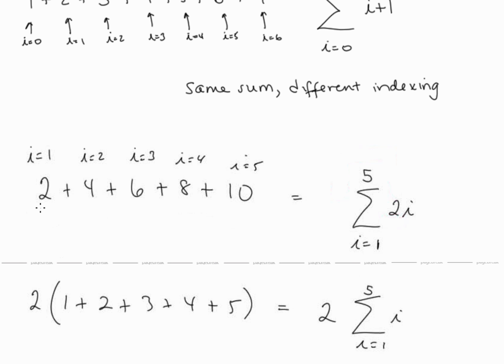Now notice this sum is the same as the one we have here with a 2 factored out. If we factor out a 2, inside the parentheses we have 1 plus 2 plus 3 plus 4 plus 5. And we can write this as 2 times the summation, i going from 1 to 5, the summation of i. And notice these two are the same. And so it's always going to be that you can take your constant multiple outside the summation.